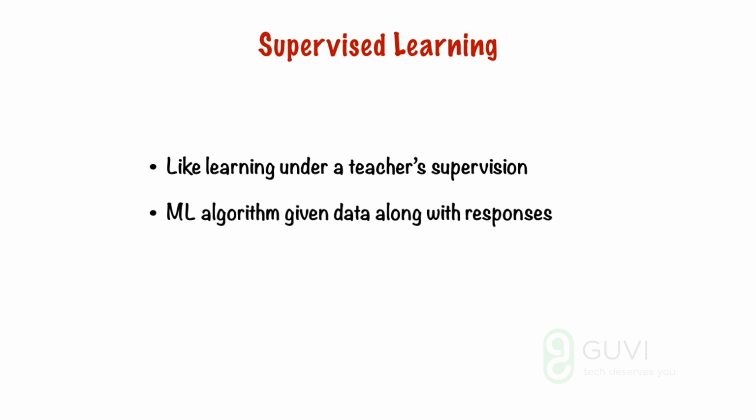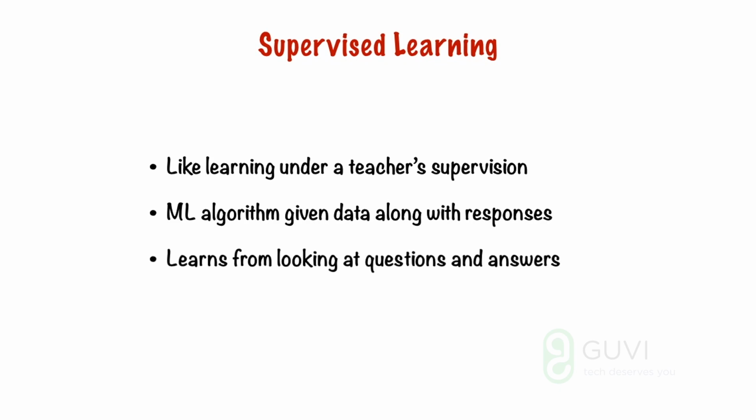So supervised learning is very much like learning under the watchful eye of a teacher who will point out to you when you're doing something right and when you're doing something wrong. A supervised learning algorithm also needs a lot of data along with responses. For example, a set of emails along with a verdict of whether those emails are spam or ham. You could in fact say that supervised learning is very much like viewing a number of questions along with the correct answers, and from that, learning to answer similar questions in the future.